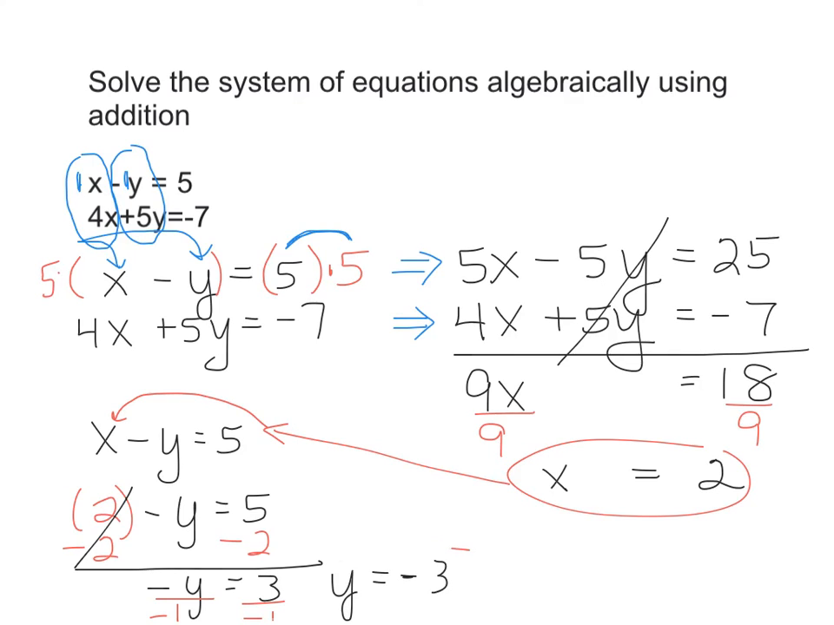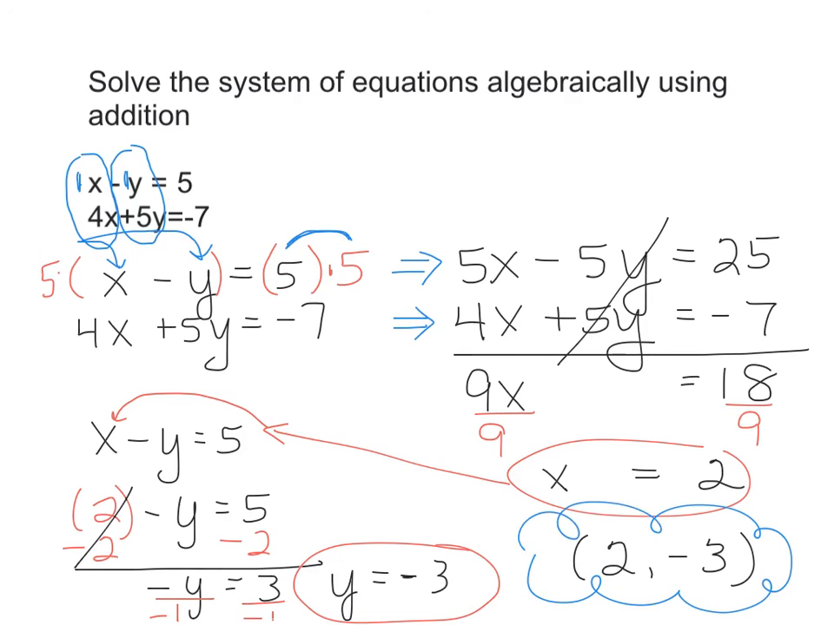We can then put our two values, one for x, one for y, together as an ordered pair: 2 for x, -3 for y. And that's the solution to the system of equations. Again, you can check it by putting them in each equation and seeing if they work. You could also check them by graphing each of those lines and seeing where they cross. This is the solution algebraically using the method called addition.